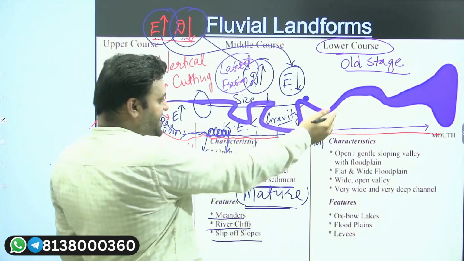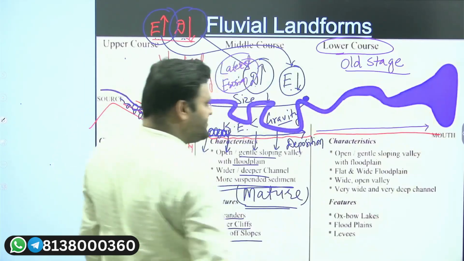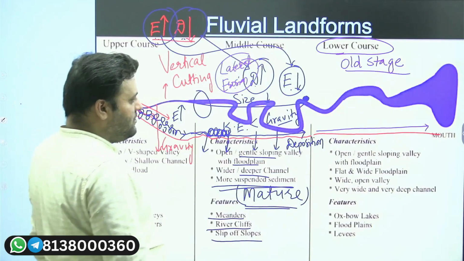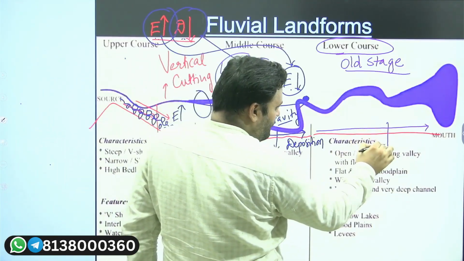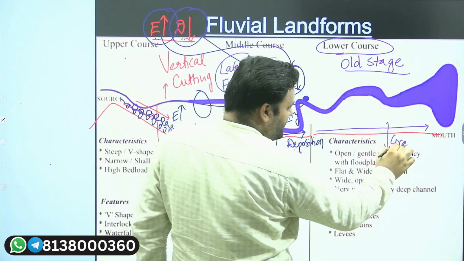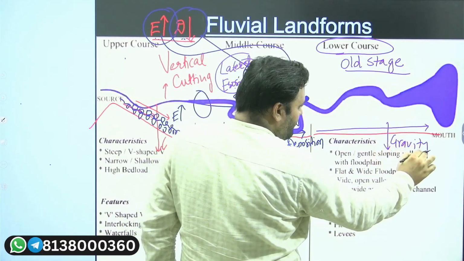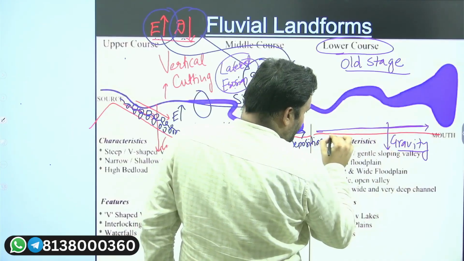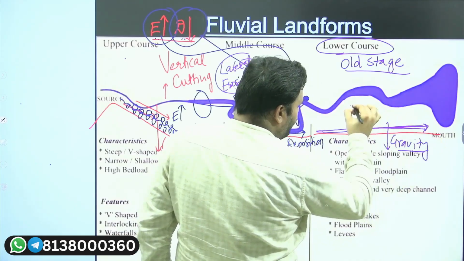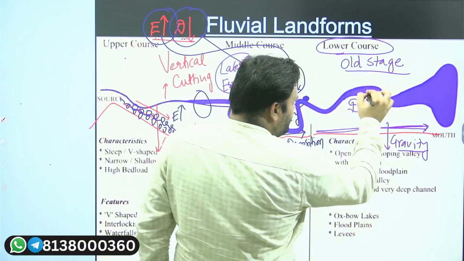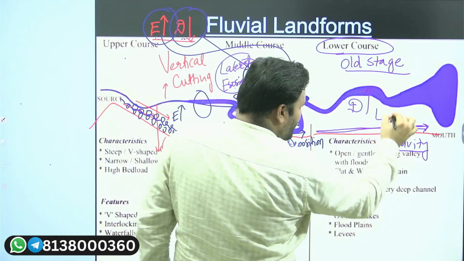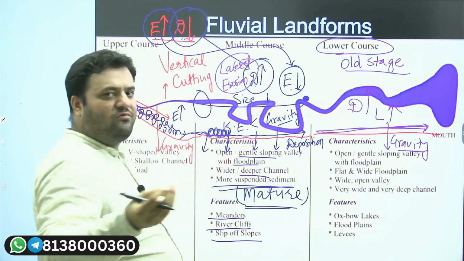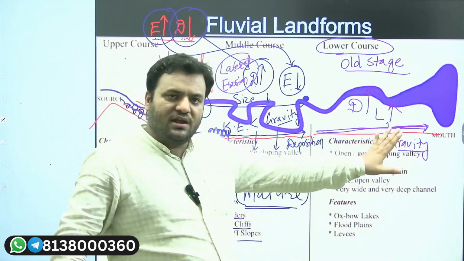Now old stage, when there is a gentlest slope, because of the gentlest slope, the water which is moving will be under the influence of more gravity. This water will cause more deposition. The deposition is more, the water will cause lateral erosion which will be more. However, some 5 to 10% vertical down cutting will be here.